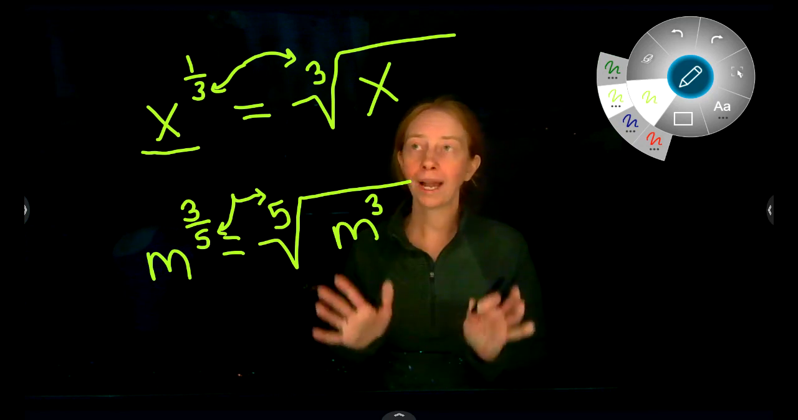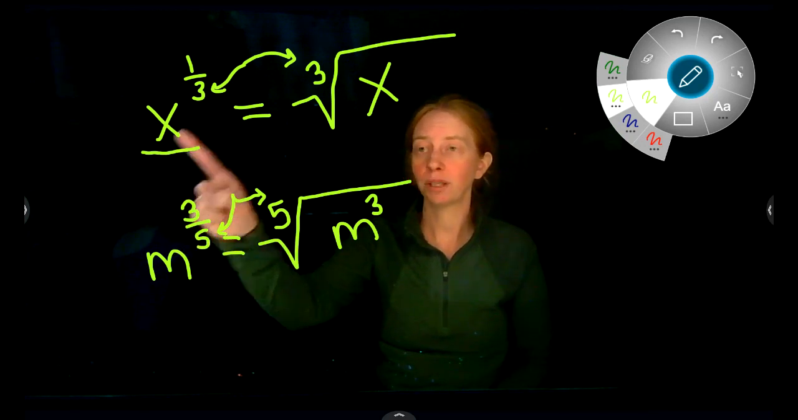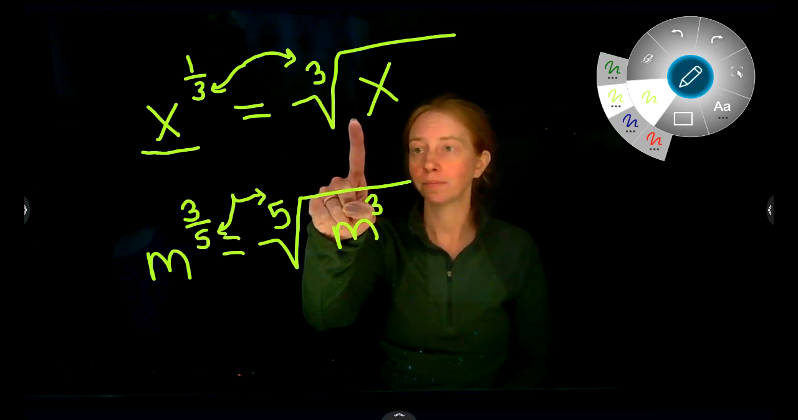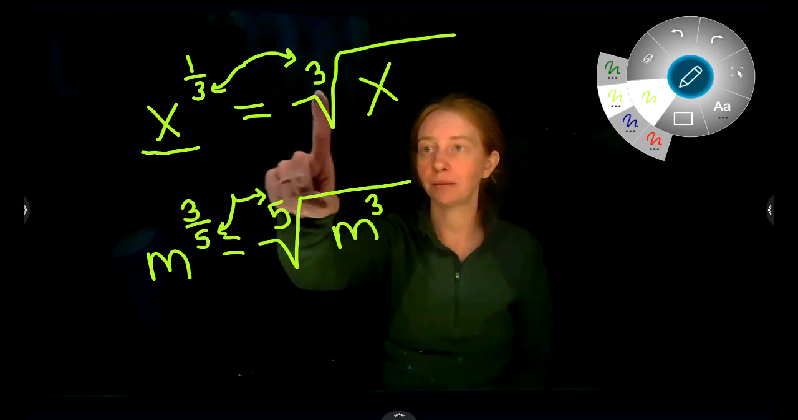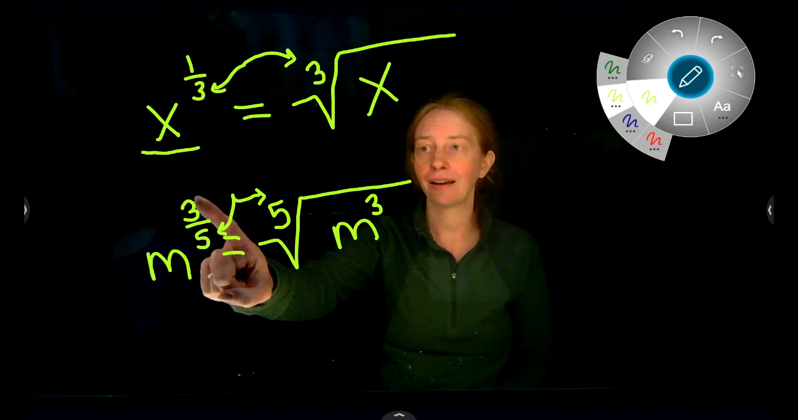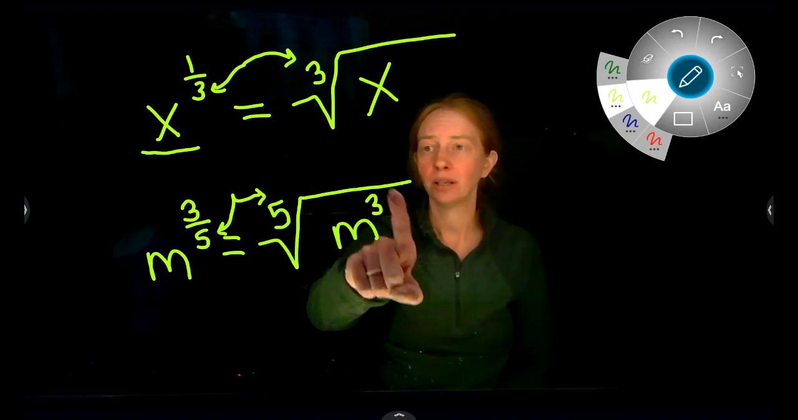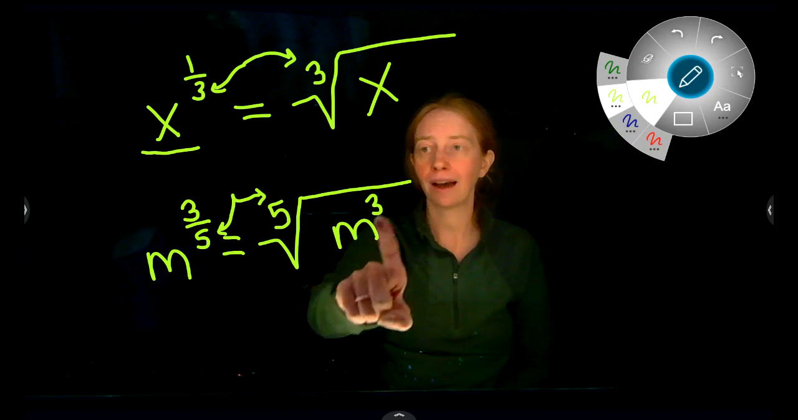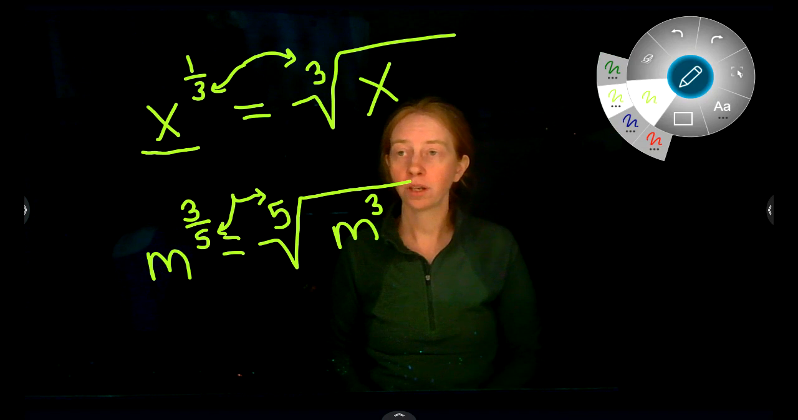So when you're converting these from exponential form to radical form, you're taking the denominator of the exponent and making that the index of the radical sign. If you happen to have a numerator, the part of the fraction on top, we're going to keep that with our base. You can also go the other way.